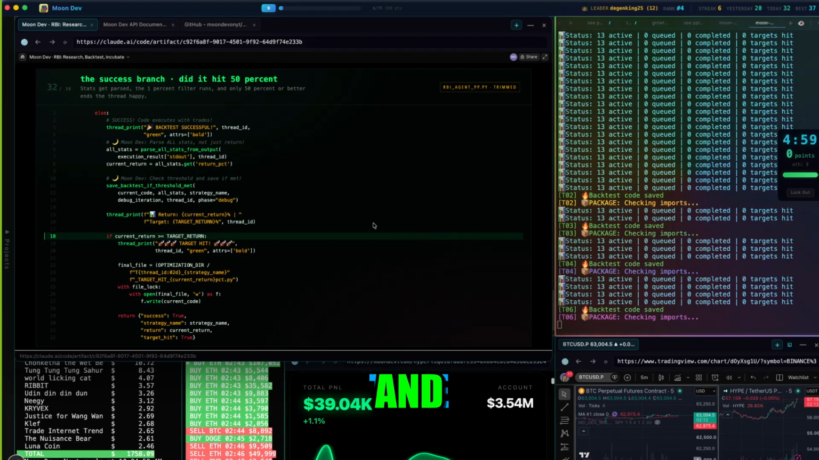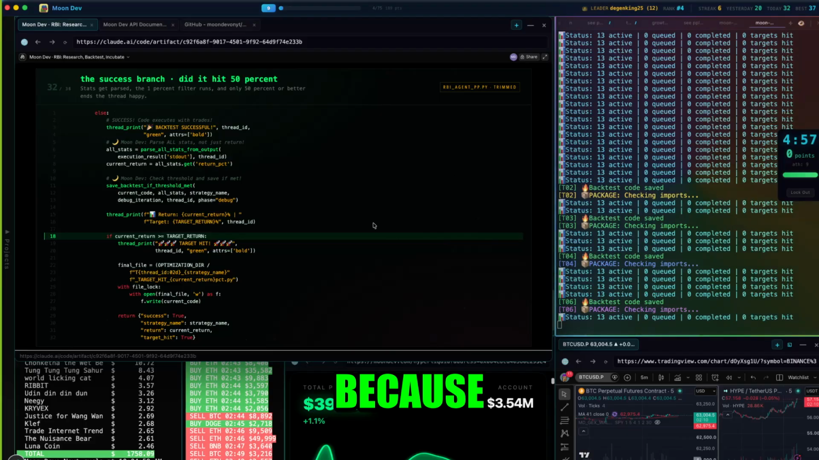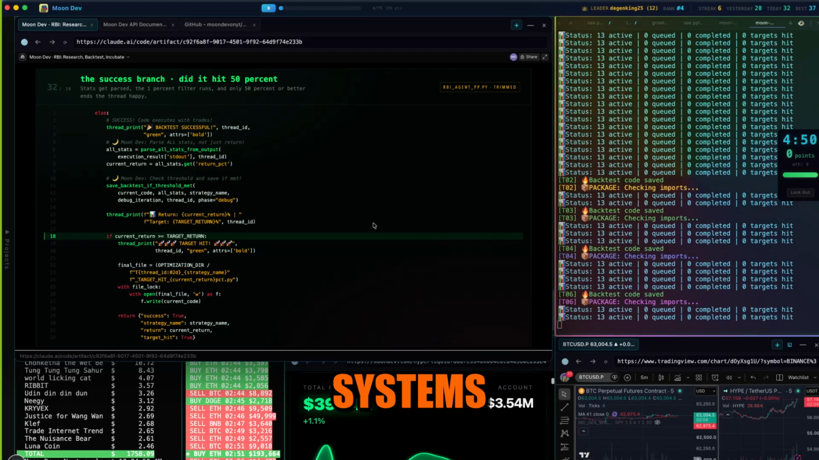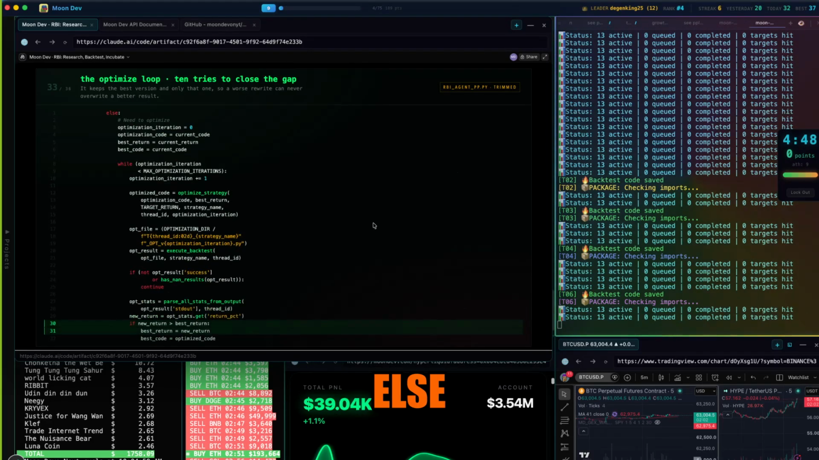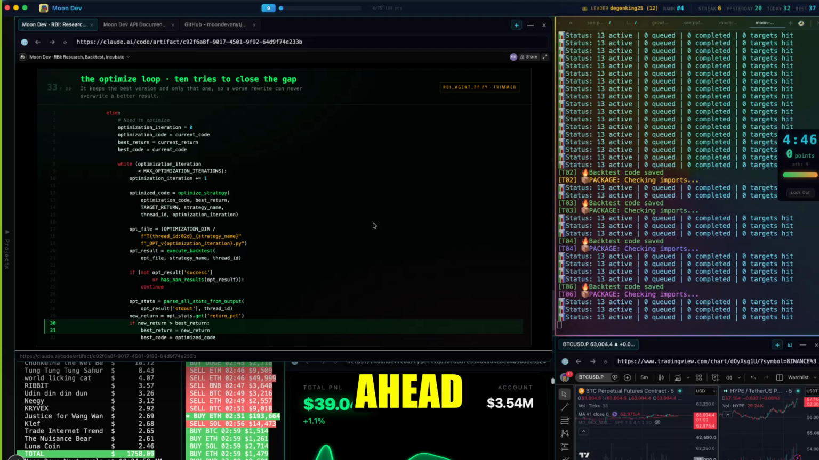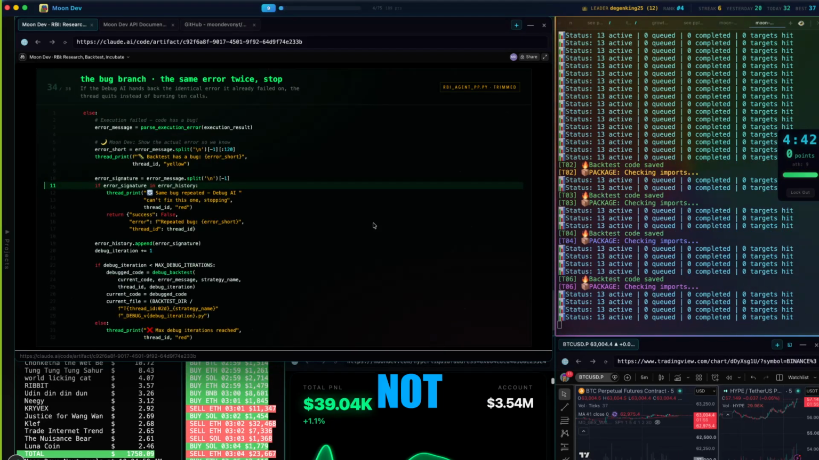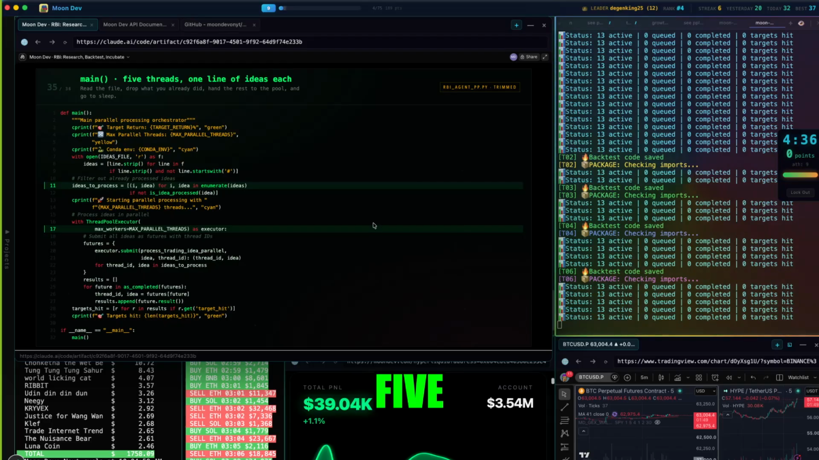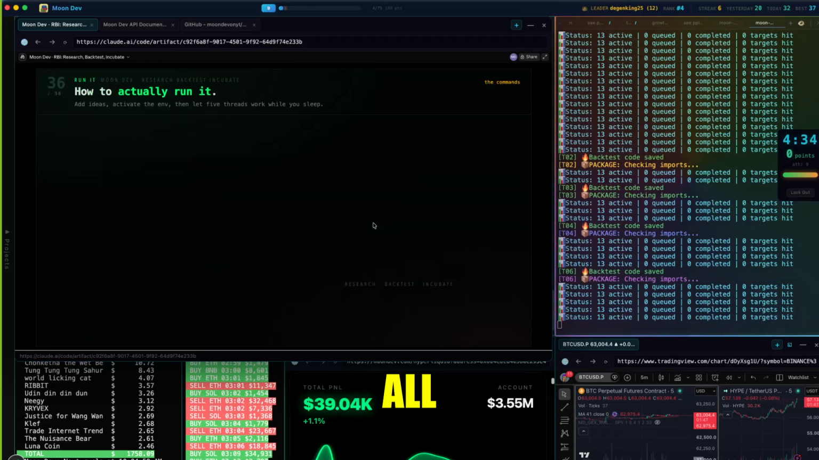I built this a long time ago, and I'm just making it better and better because Jim Simons, the $31 billion algo trader who I'm following, says I got to make my systems better and better because that's what everybody else is going to do. This is where we go ahead and optimize it. It tries to close the gap here. So if it's not quite at the place we want it to be, it goes ahead and optimizes it. This is the bug branch here. And these are the 5 different threads, and that's all of the code.